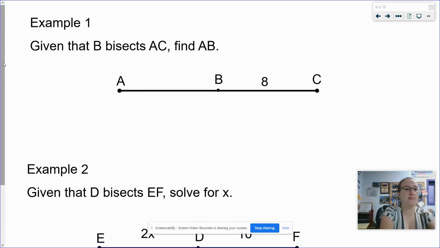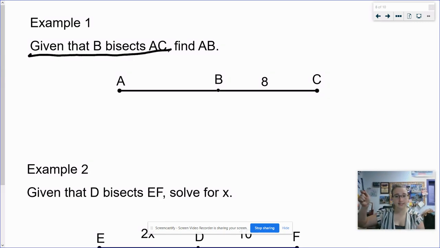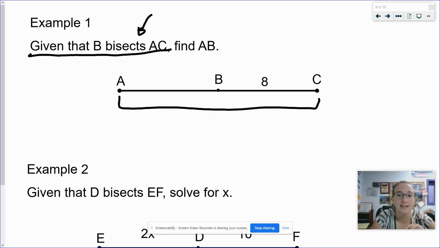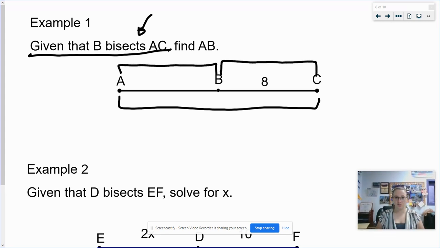Okay, so given that B bisects AC. Before, in segment addition, it said, given that C is somewhere in between these points, so it could be anywhere. This specifically means that this is cut in half. And not only that, not just half, although it is, but more importantly, two equal sections. So we're trying to find AB. Hopefully you know the answer.